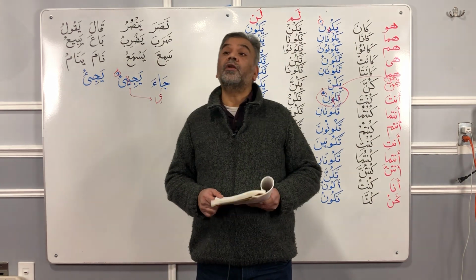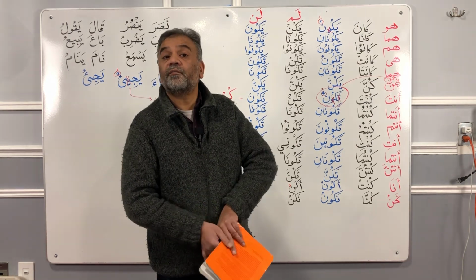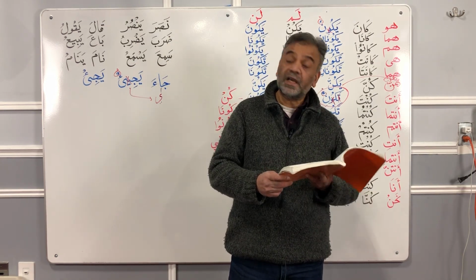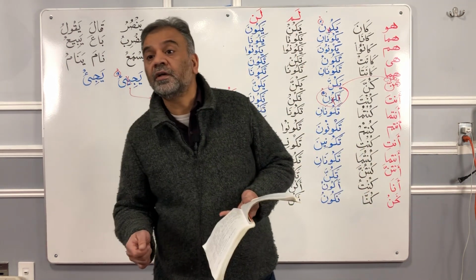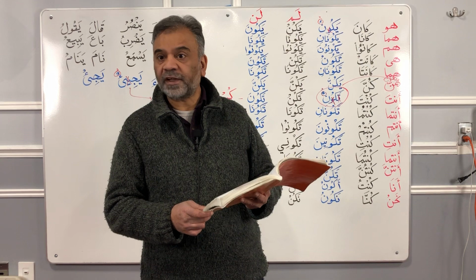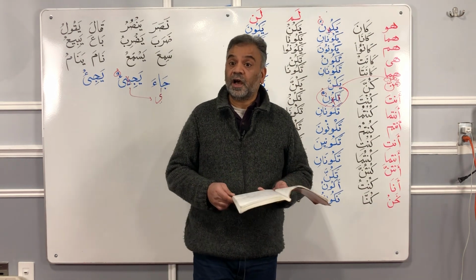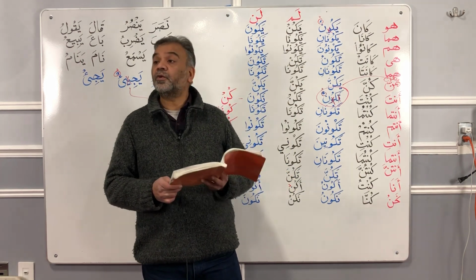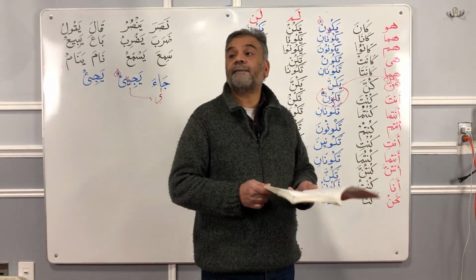Lam yaqul li ahadun, qala yaqulu, make yaqulu into majzoom form, yaqul. Lam yaqul li ahadun, nobody. Wallahi ma ariftu zalik. Ariftu, sorry, ariftu. Did I say something else? I said arifta? Oh, my apologies. Wallahi ma ariftu. By Allah, I did not know that. Lam yaqul li ahadun, nobody said that to me. Innaka.